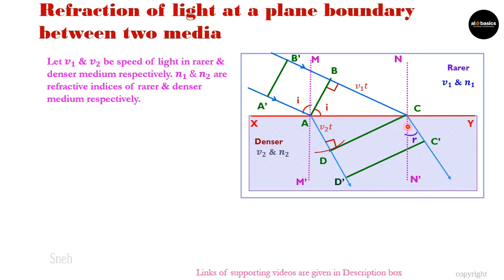It's C'CN'. And due to that, we say that the angle ACD is also r. Again, same reason: this is a right angle, this angle C'CD is 90 degrees. The angle between the wave normal and this is also a right angle, and due to that, this angle becomes r. Very easily you can prove it.